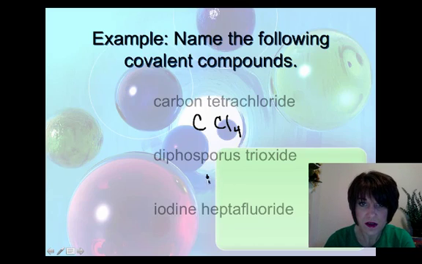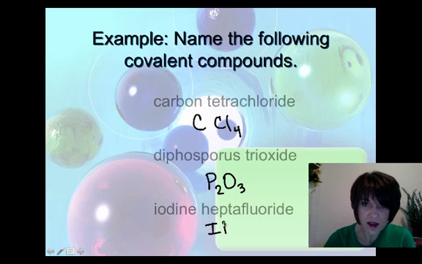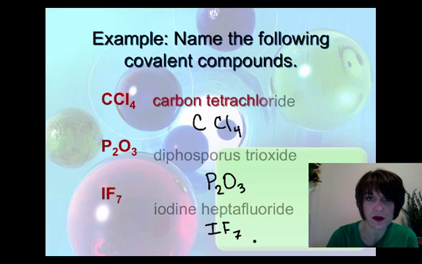The next one has diphosphorus trioxide. Remember, di is 2, so I need 2 phosphorus atoms. And how many oxygens? Tri stands for 3, so P2O3. And then the next one is iodine heptafluoride. Iodine is I, and then fluorine is F, and hepta stands for 7, so IF7. There we go, iodine heptafluoride. And there's the formulas. Did we do them all right? Of course we did, because I'm an expert at this.